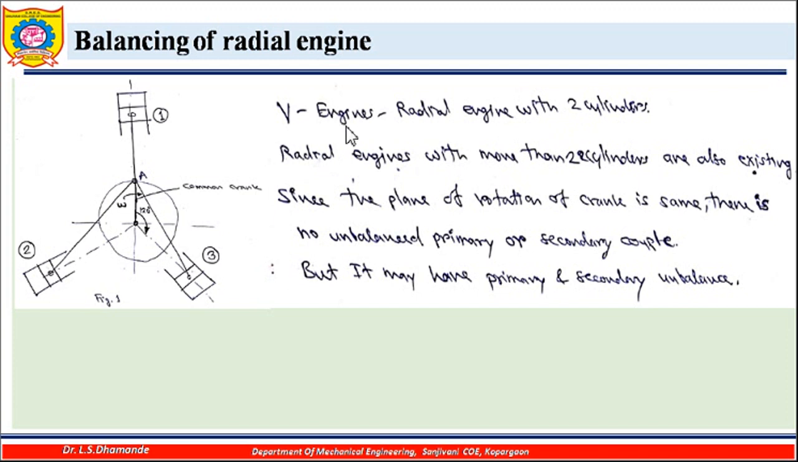In the previous presentation we have seen how we can solve the V engine problems by the analytical method. Radial engines with more than two cylinders also exist. Since the plane of rotation of the crank is the same, there is no unbalanced primary or secondary couple in these kinds of radial engines also. Only a primary and secondary force unbalance is there. But definitely now we will make use of this direct and reverse crank method.